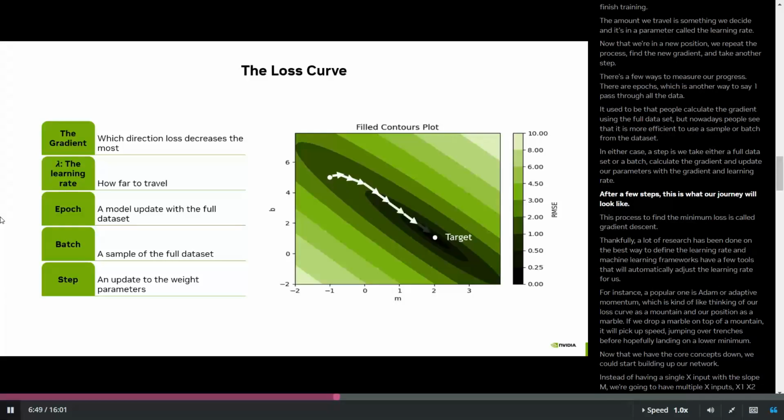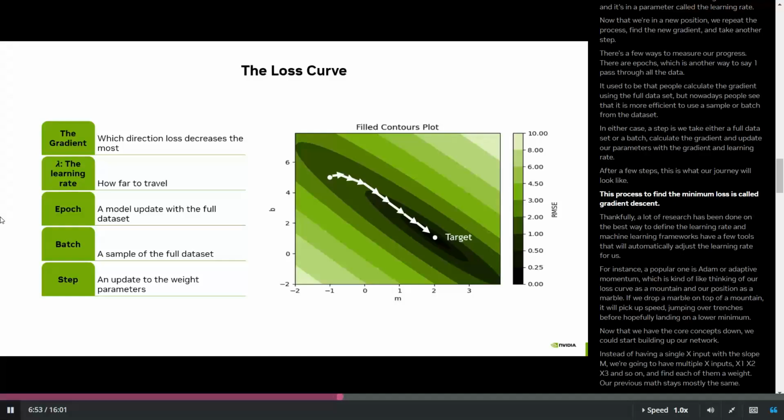After a few steps, this is what our journey will look like. This process to find the minimum loss is called gradient descent.